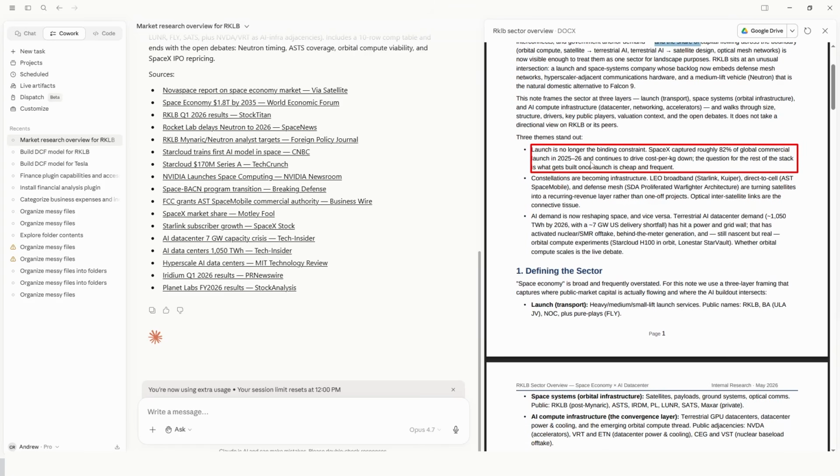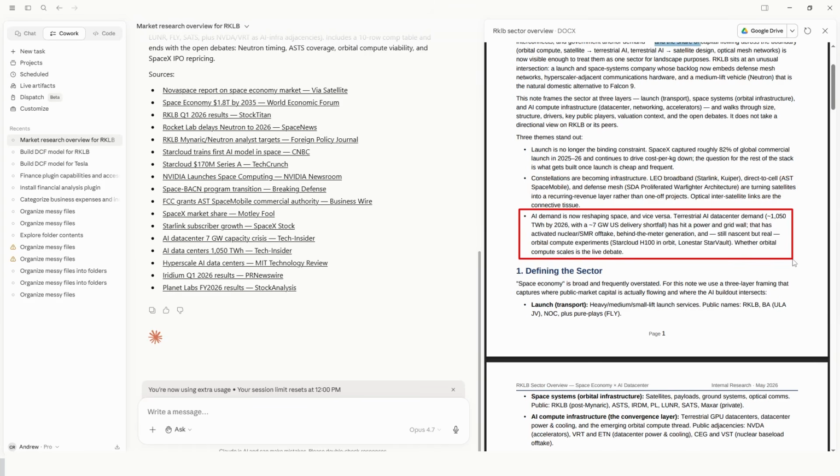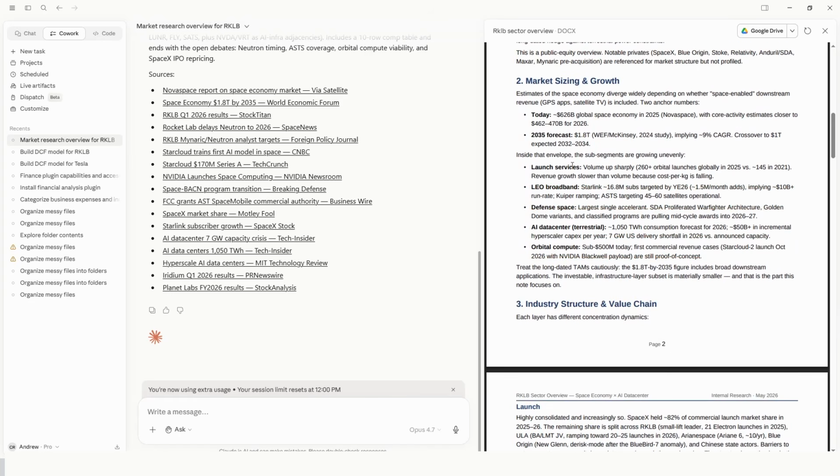SpaceX captured roughly 82% of that global demand. Constellations are becoming infrastructure: LEO broadband, Starlink, and so on. And then it says AI demand is now reshaping space and vice versa. So it talks about the AI's impact. This is super, super interesting.